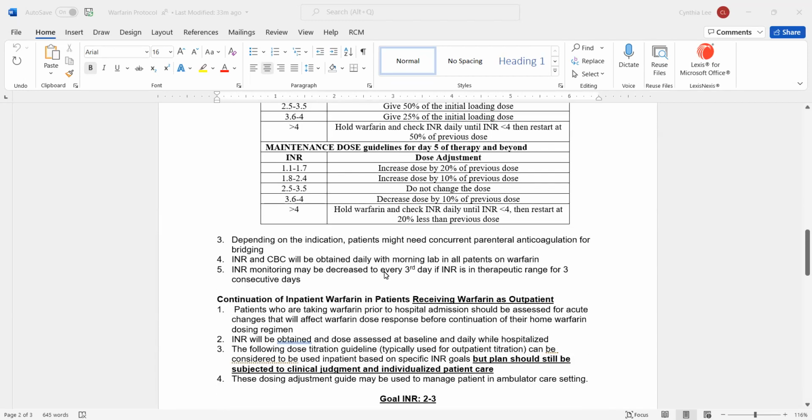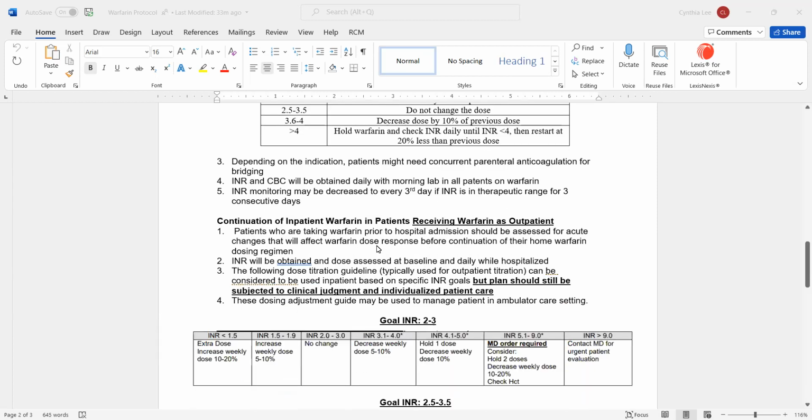And in the inpatient setting, you will monitor the INR daily. And that's how it is when somebody is on warfarin and they're in an inpatient setting. Now, let's go over how it will go if the patient is taking warfarin as an outpatient, and then they got admitted, and then we need to resume the warfarin in the inpatient setting.